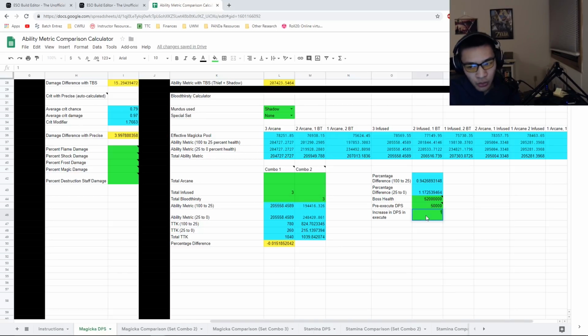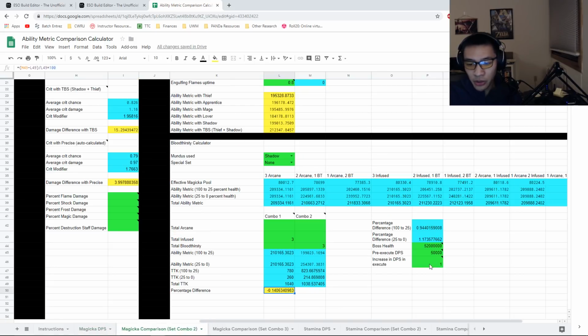So again, if we assume a 20% increase in DPS in execute, which is a fair assumption, you can see here that it obviously gets bigger, Bloodthirsty becomes a lot stronger, though it's not that big of a difference overall. So Bloodthirsty is still going to be the jewelry trait of choice, even with the inclusion of Minor Courage increasing our overall spell and weapon damage.